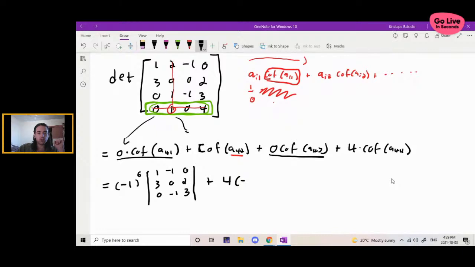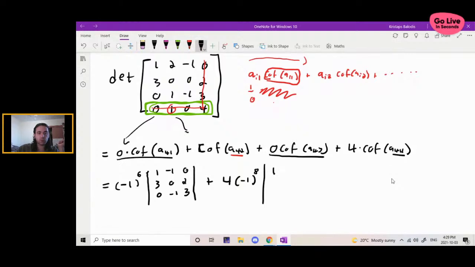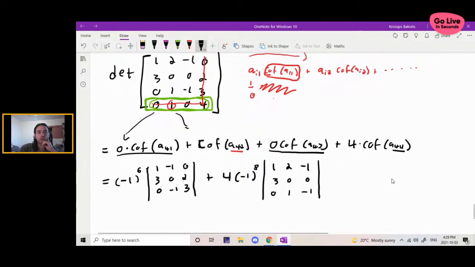Plus 4 times the cofactor of A44, so it's going to be minus 1 to the power of 4 plus 4, which is 8, multiplied by, and now I'm still knocking out this bottom row, but it's the 4, 4 entry, so I'm now knocking out the 4th column, and this is going to be the determinant of 1, 2, minus 1, 3, 0, 0, 0, 1, minus 1. So that's pretty nice. If I had picked a different row, I would have had another 3 by 3 determinant here, if I'd picked row 1 or row 3.